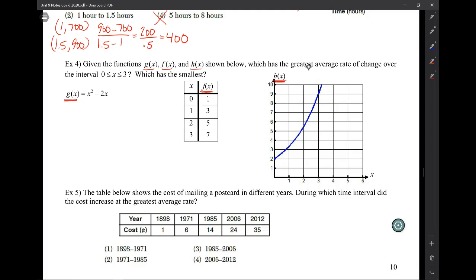It wants you to find the average rate of change from the same interval for all 3, and then tell me which one has the greatest and then which one has the smallest. So this is the one where I'm going to use my calculator to figure out what g of 0 is and what g of 3 is, because that is exactly what the interval is telling me to go from. So go to your calculators.